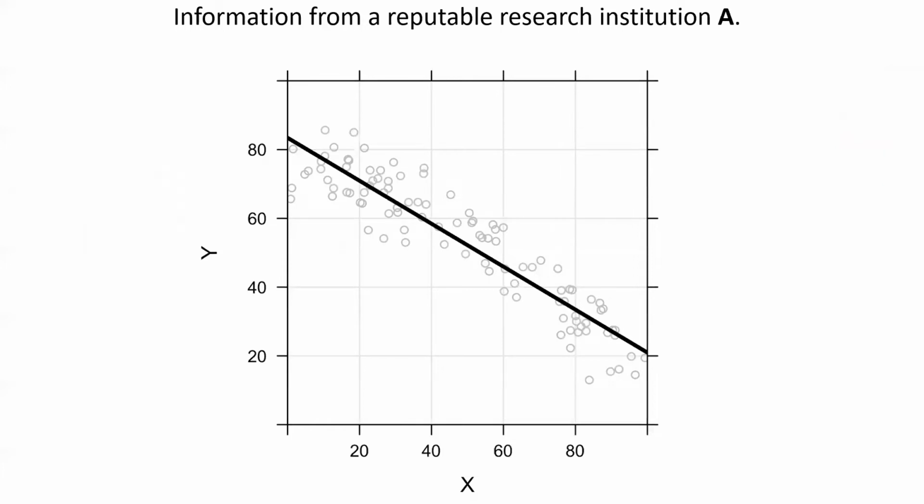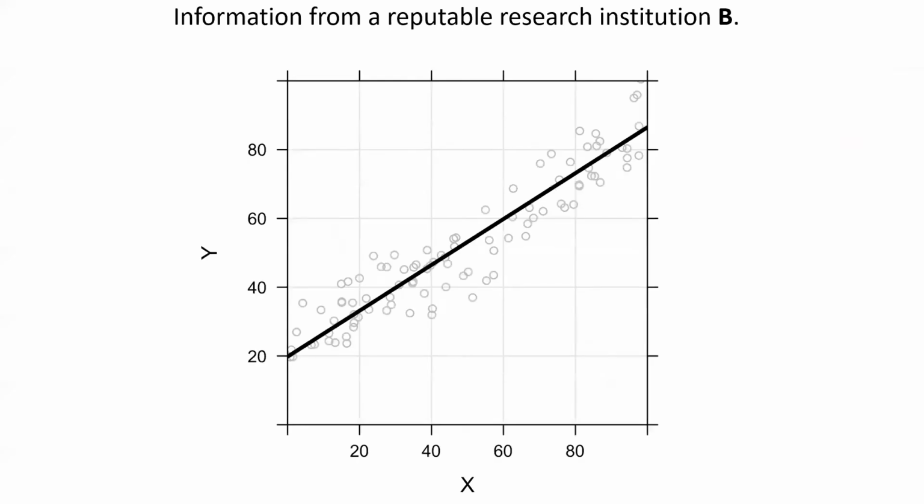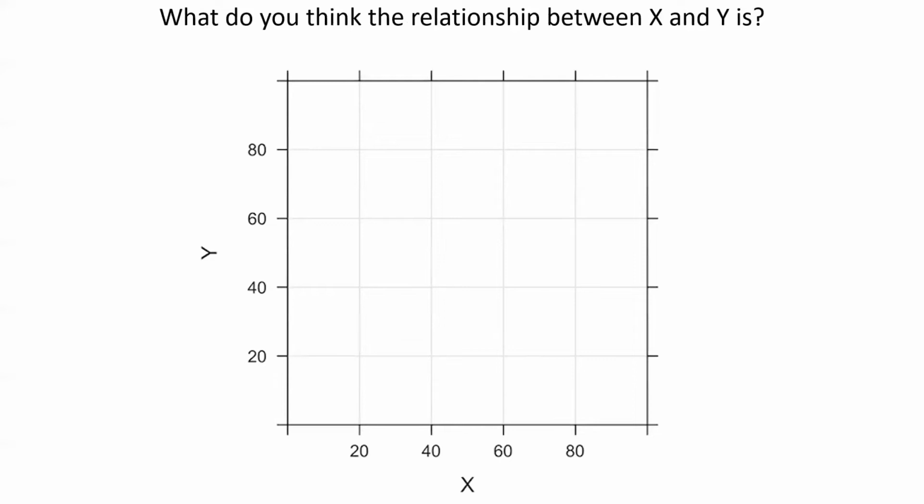Let's experience the experiments. Let's say you're interested in the relationship between X and Y. After an online search, you find a reputable research institution producing this chart, which shows a negative relationship between X and Y. Just to be sure, you dug a little deeper, but to your surprise, you found this other chart from an equally reputable research institution showing a positive relationship between X and Y. Now, what do you think the relationship between X and Y really looks like? Try to draw a mental line. Maybe it's this, or this.